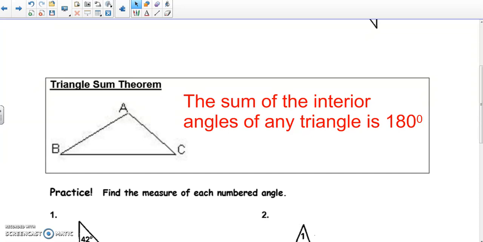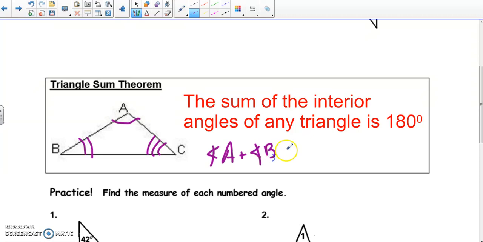So as you can see, the triangle sum theorem says that the sum of the interior angles of any triangle is 180 degrees. So we know that. We've talked about that a little bit. So just in this particular example, I have three angles. It looks like a scalene triangle. We're not sure, but it looks like it. So we know angle A plus angle B plus angle C must add up to 180 degrees. There's no other way around it.